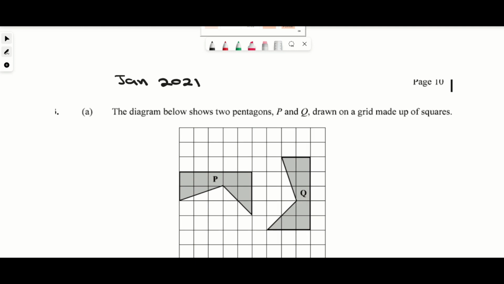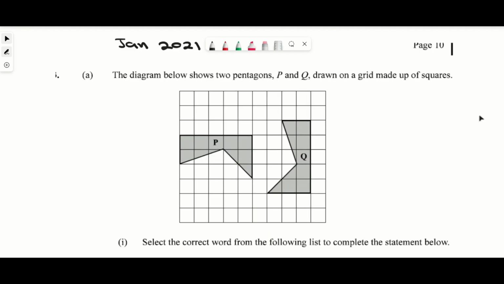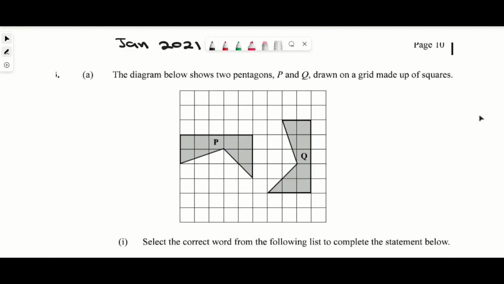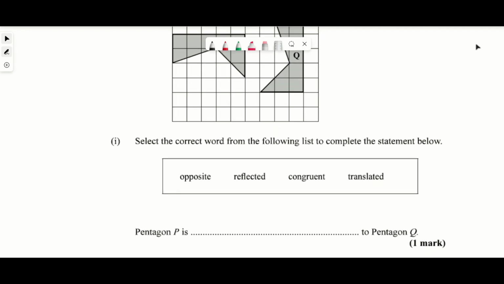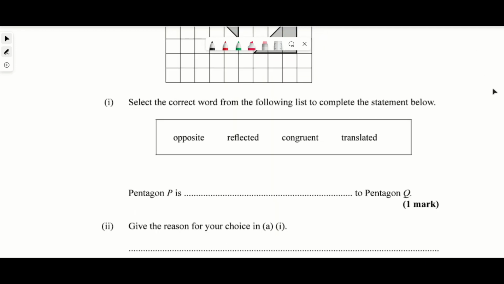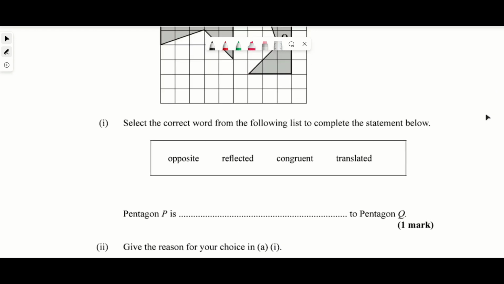So today we will be doing January 2021, number 3. They said the diagram below shows two pentagons. Pentagons just means five-sided shape. P and Q drawn on a grid made up of squares. Select the correct word from the following list to complete the statement below. Pentagon P is something of Q.